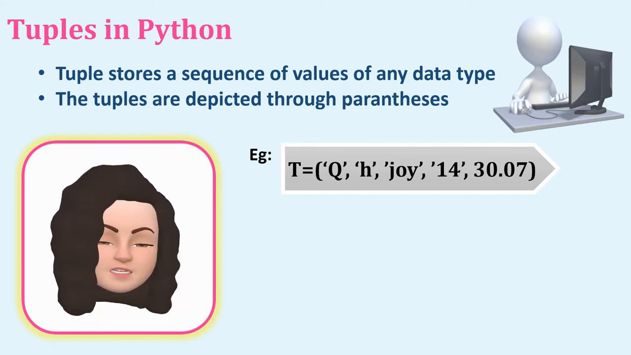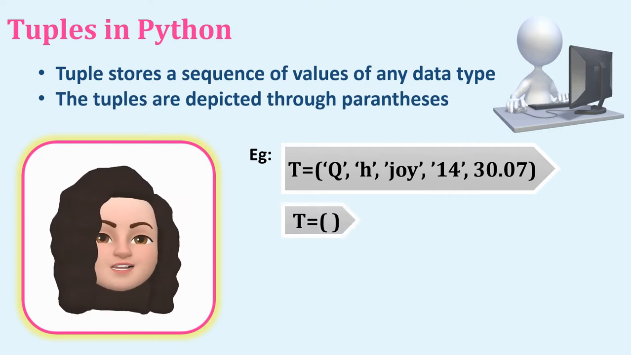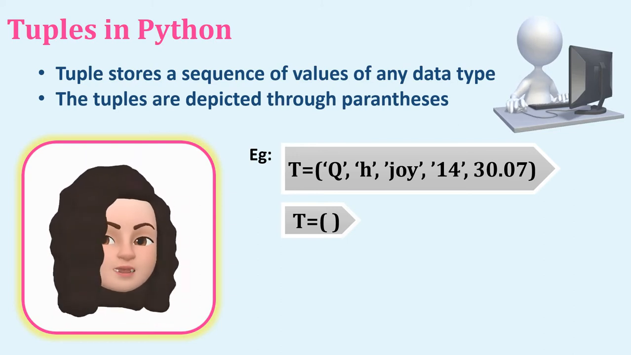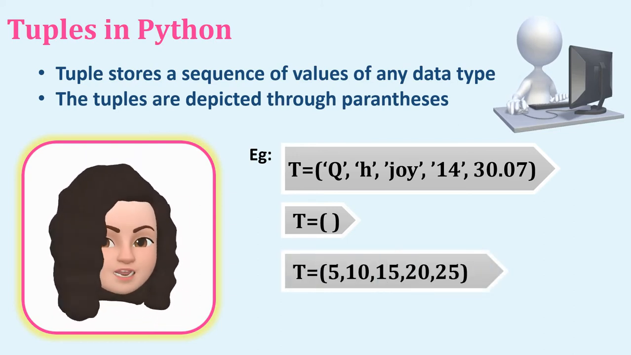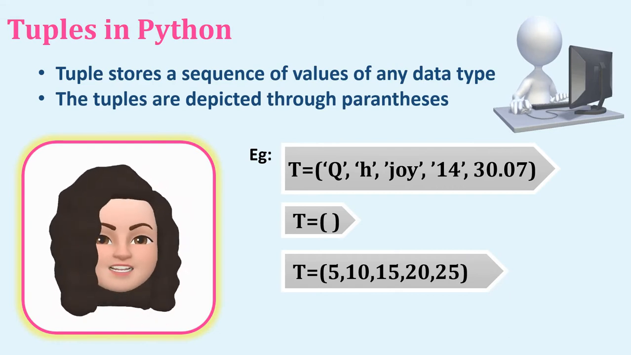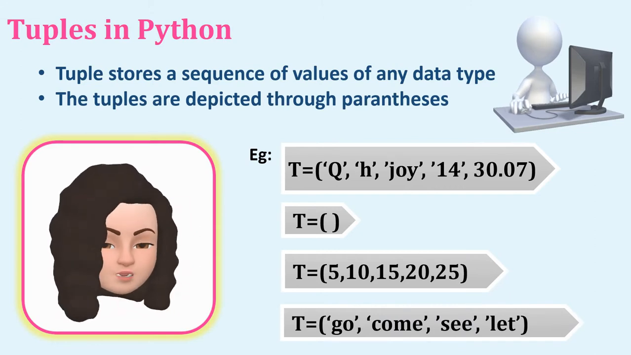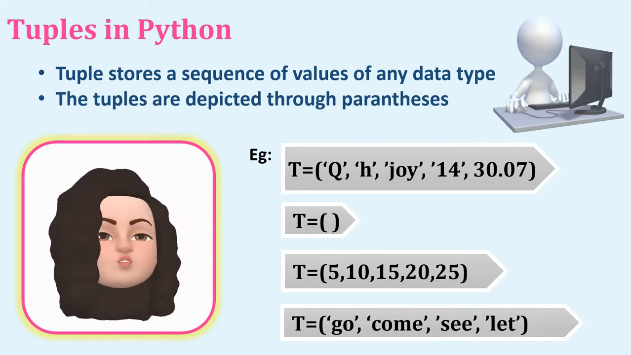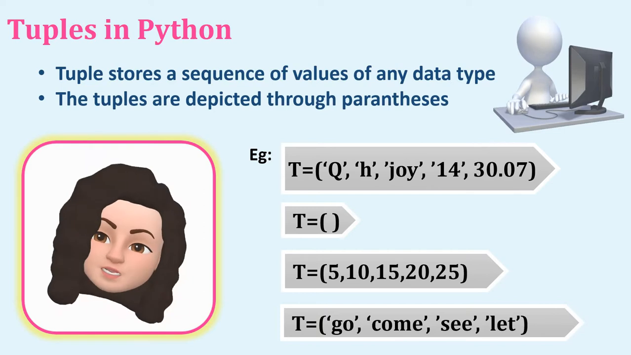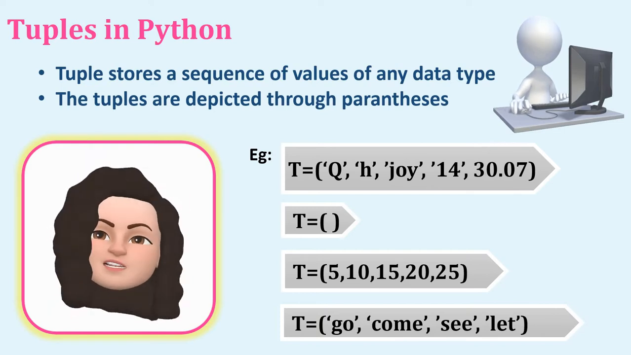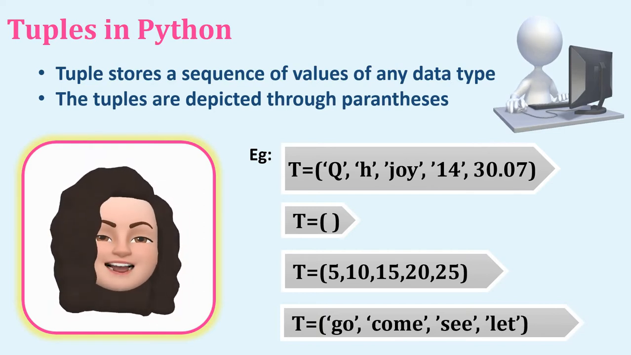The next example, t is equal to empty parentheses. There is no element, so this is an example of an empty tuple. Now t is equal to 5, 10, 15, 20, 25, all these are integers, a tuple of integers. Next one, a tuple of strings. So a tuple stores a sequence of values of any data type enclosed within parentheses and separated by commas.